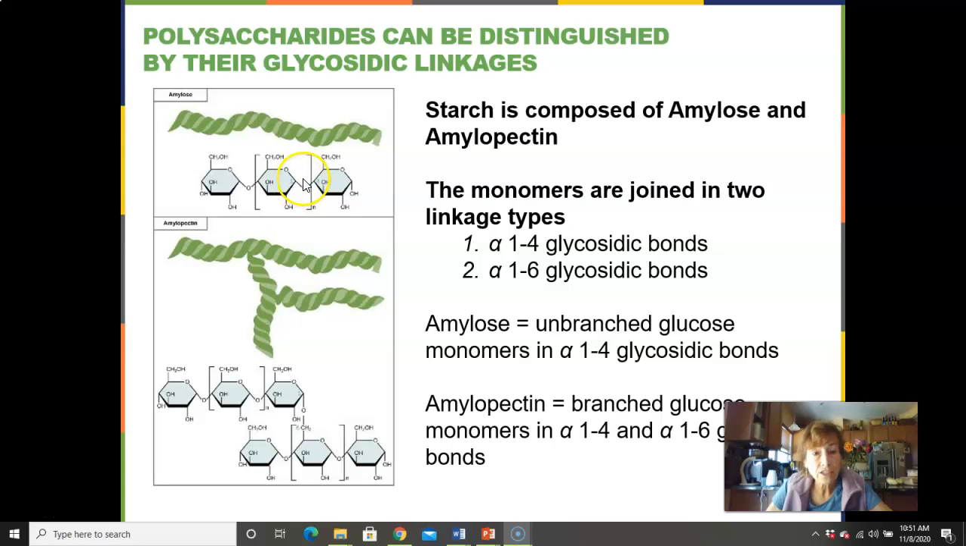So in this example, we could say that this glucose right here represents the number 1 carbon, and this represents, on the adjacent molecule, the number 4 carbon. And it's an alpha bond because of the fact that it's going down. So when we see the bond going like this, that's an alpha, whereas if it was going up, that would be called a beta. So it's just recognizing the direction of that bond, whether it's up or down.